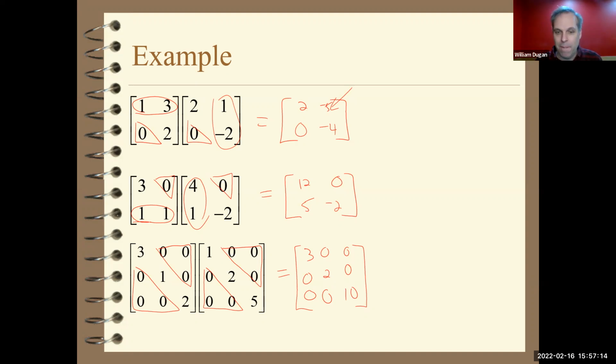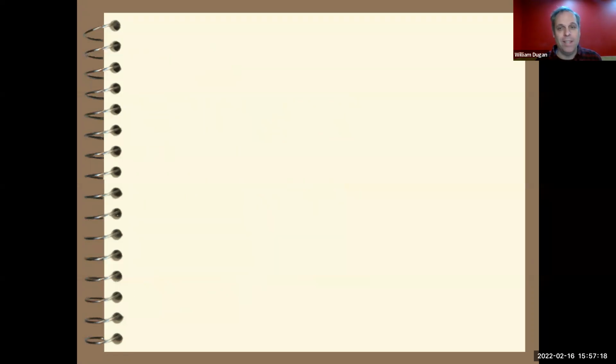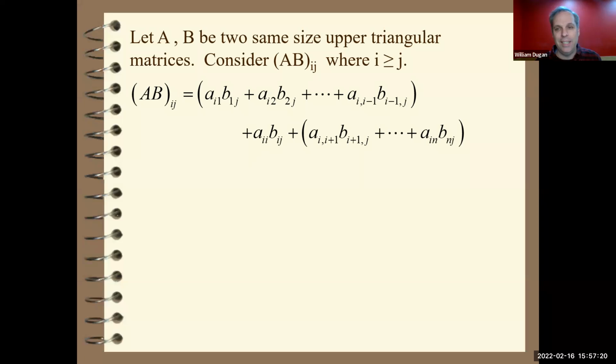Okay, good. So now we'll get into the tough one, which is you really need to see why it's true. So let's go through it really slowly. Let's say you have two matrices that are both the same size, they're both square, and they're both upper triangular matrices. I'm going to look at the ith-jth entry of that matrix.